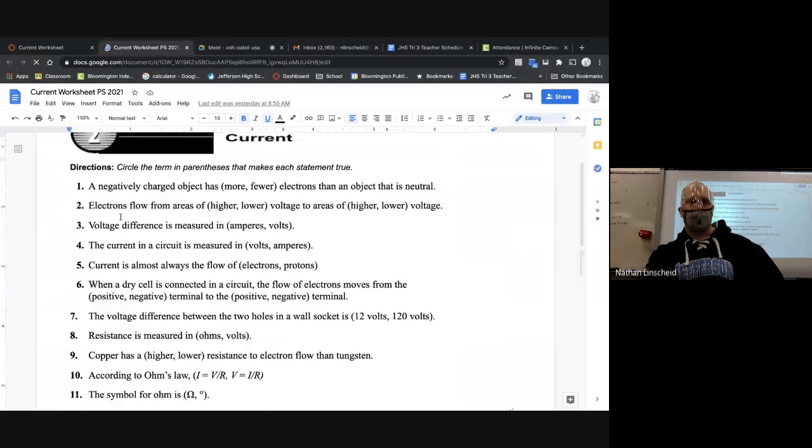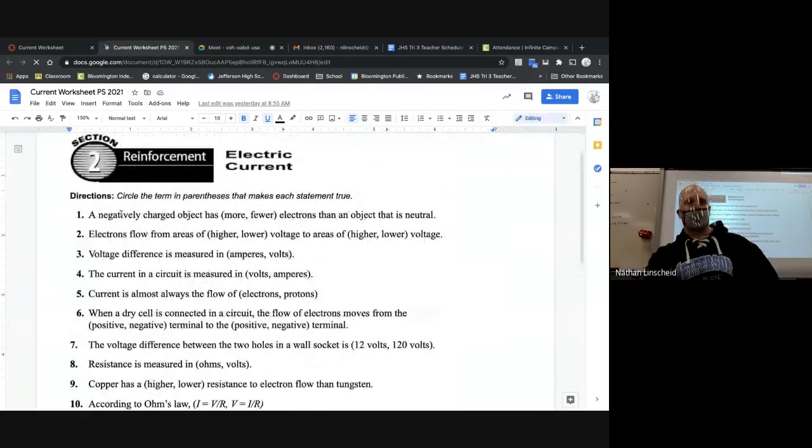All right, here we go. So electric current, a negatively charged object has more or fewer electrons than an object that is neutral. You guys can answer. More, right? Okay, if you have more negative charges on you, you're going to be negative. Okay, a neutral object has exactly the same number of electrons as protons.